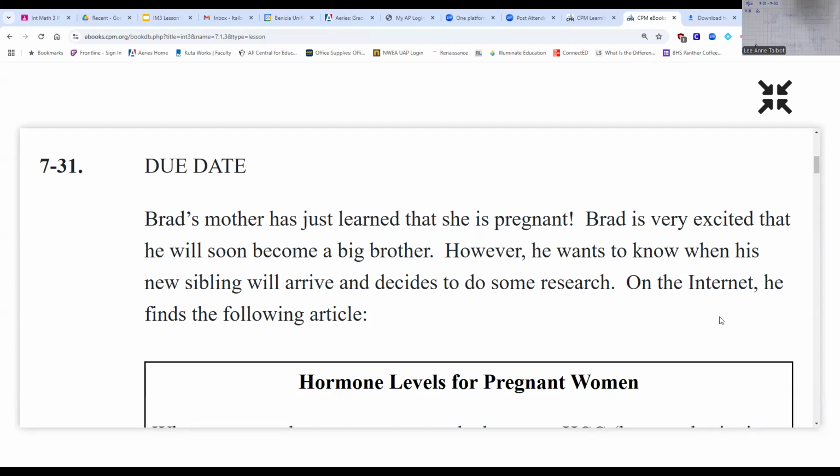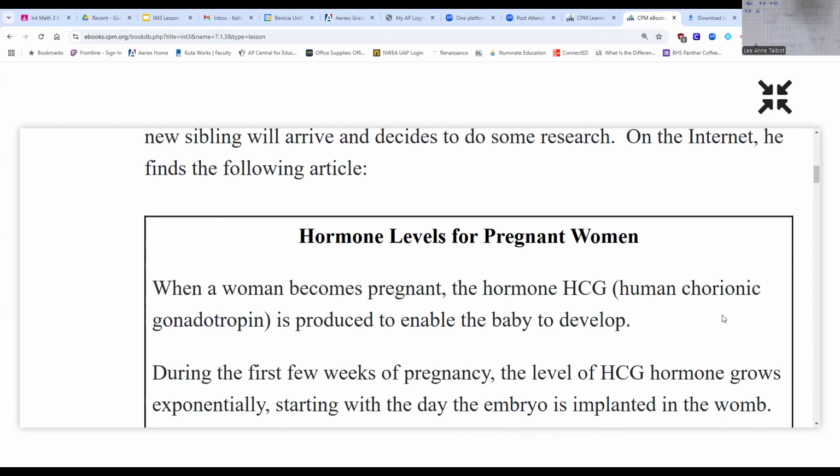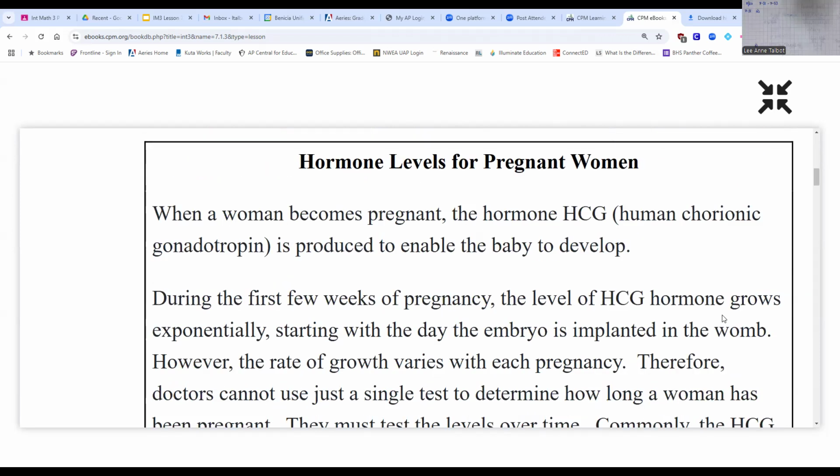What? It's high school. They can handle this topic. Okay. This is actually real. Hormone levels for pregnant women. When a woman becomes pregnant, the hormone HCG, human chorionic gonadotropin, is produced to enable the baby to develop. That's actually the thing that pregnancy tests test for, is HCG. During the first few weeks of pregnancy, the level of HCG hormone grows exponentially, starting with the day the embryo is implanted in the womb.